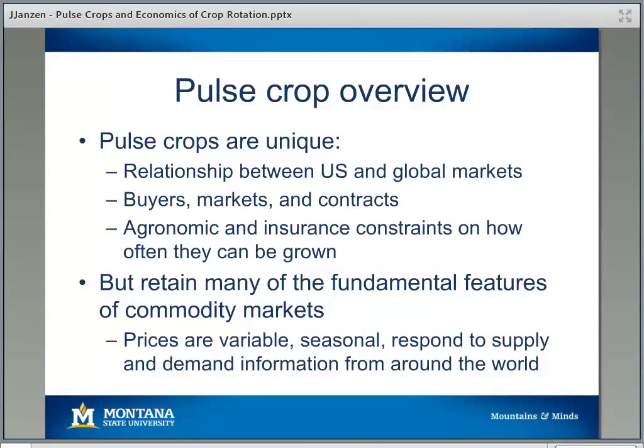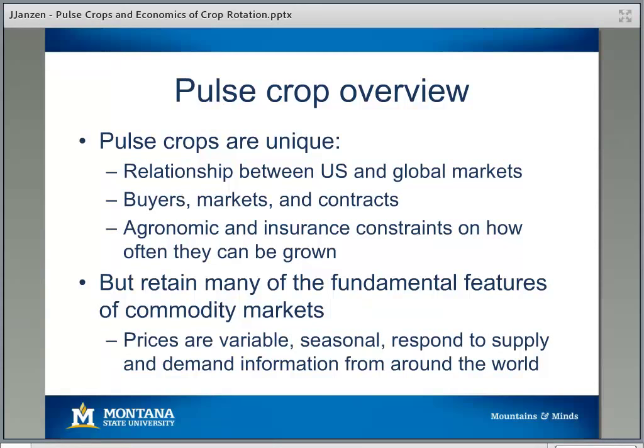A lot of this is grown under forward contracts that have some unique provisions, and the cash markets can be a little bit more variable and a little bit more opaque than cash markets for wheat. That said, the other thing, as I just mentioned, was there are some agronomic and insurance constraints on how often they can be included in a crop rotation.